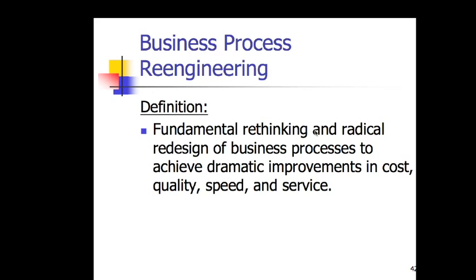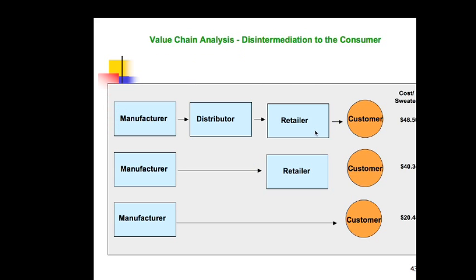So by definition, according to the slide here, fundamental rethinking, radical redesign of business processes to achieve dramatic improvement in cost, quality, speed, and service. It's kind of a generic definition. I gave you a longer one, but it's the same thing.